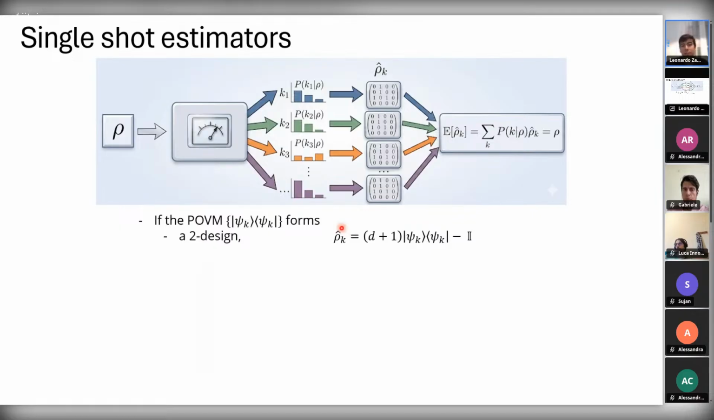Okay, so this is quite general. You can do it for many types of measurements. And if we measure POVMs that are two designs, like SIC POVMs, for example, what we get are single shot estimators of this form. So this is the form these matrices are going to have. And if we measure random Paulis, we get single shot estimators of this other form.